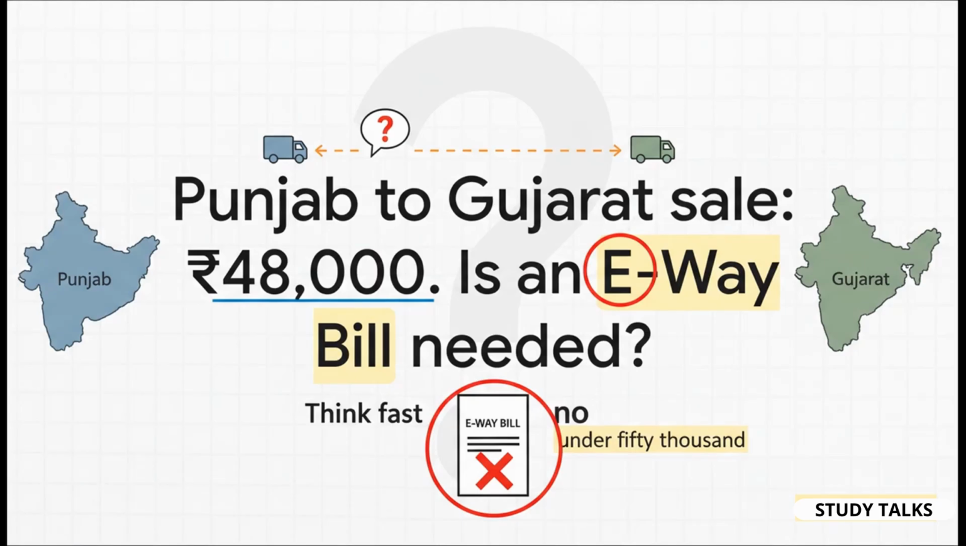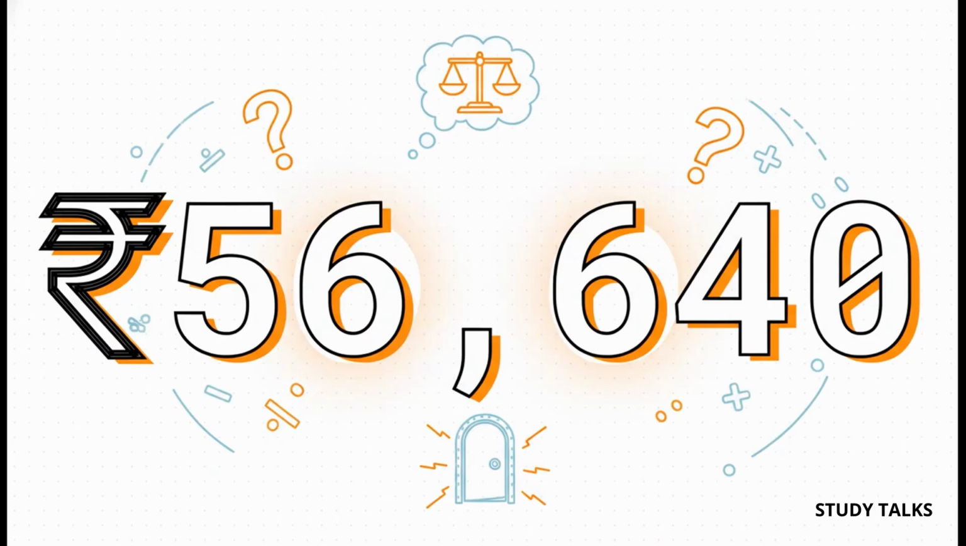Okay, let's kick things off with a classic exam-style question. So, you've got a seller in Punjab sending goods worth 48,000 rupees to a buyer over in Gujarat. Now, the value is under 50,000. So, does he need an e-way bill? Yes or no? Most students would jump to say, nope, not needed. But what if I told you the real value we should be looking at is actually 56,640 rupees? All of a sudden, things aren't so simple, are they?